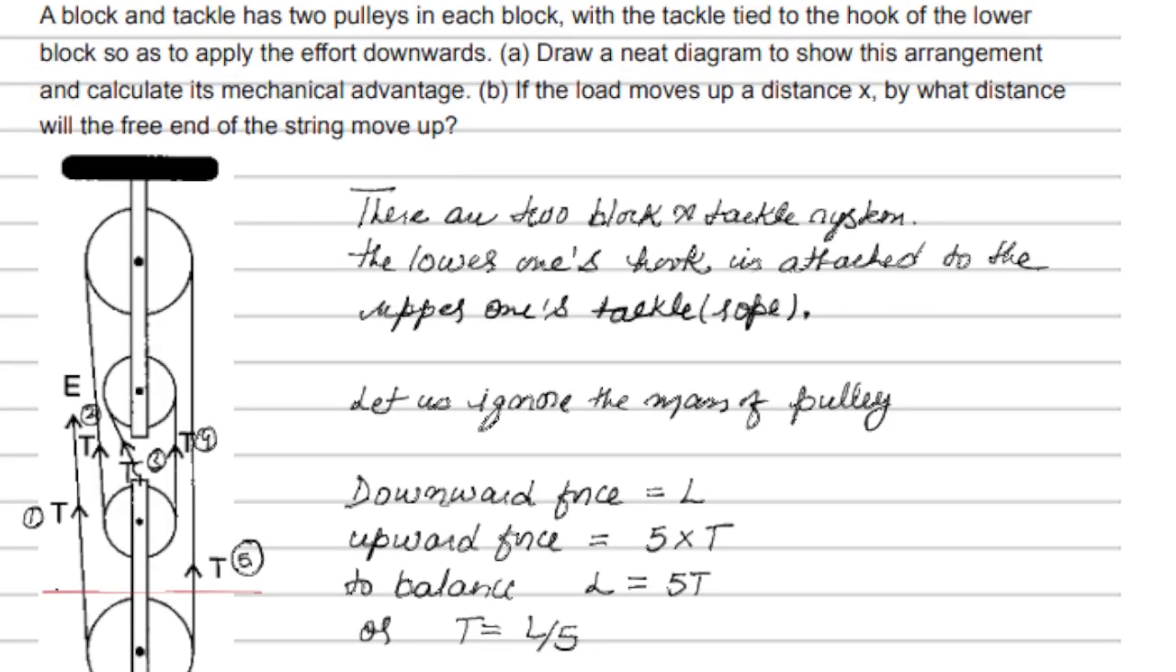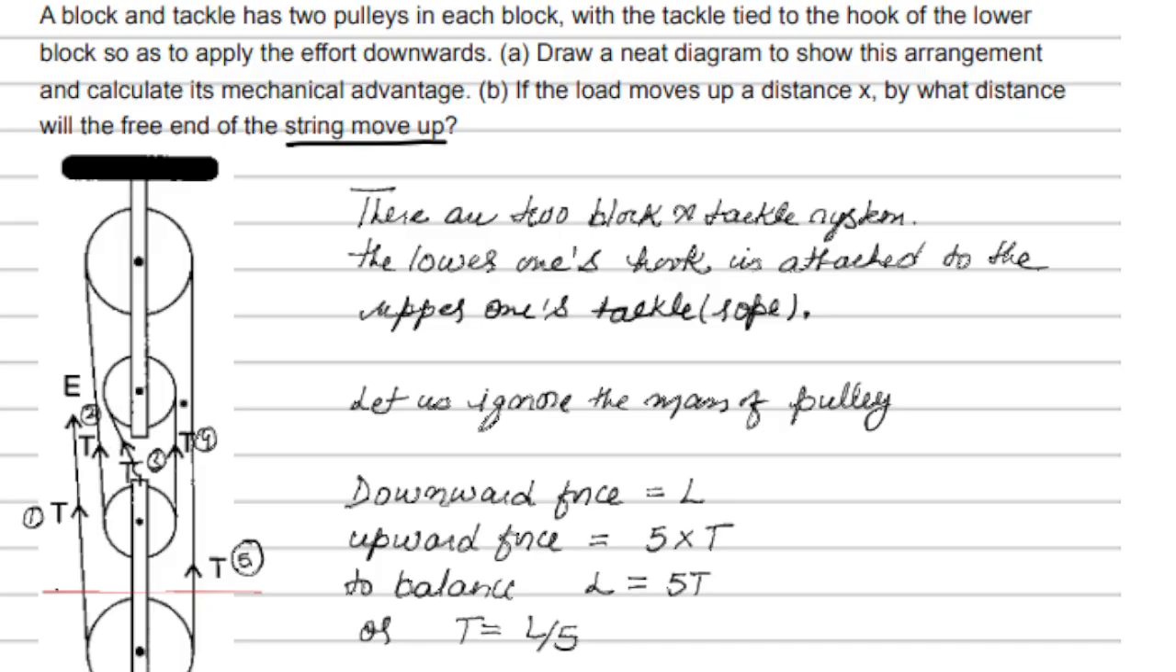Now let's see the last example. A block and tackle has 2 pulleys in each block, with the tackle tied to the hook of the lower block so as to apply the effort downwards. A: Draw a neat diagram to show this arrangement and calculate the mechanical advantage. B: If the load moves up by distance x, by what distance will the free end of the string move up? The string has to move up. The free end has to move up.